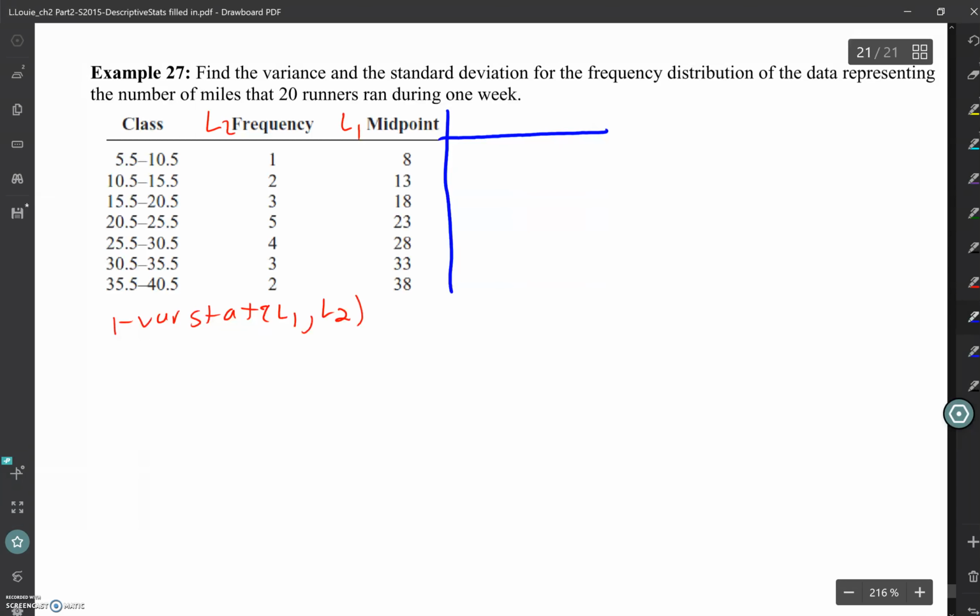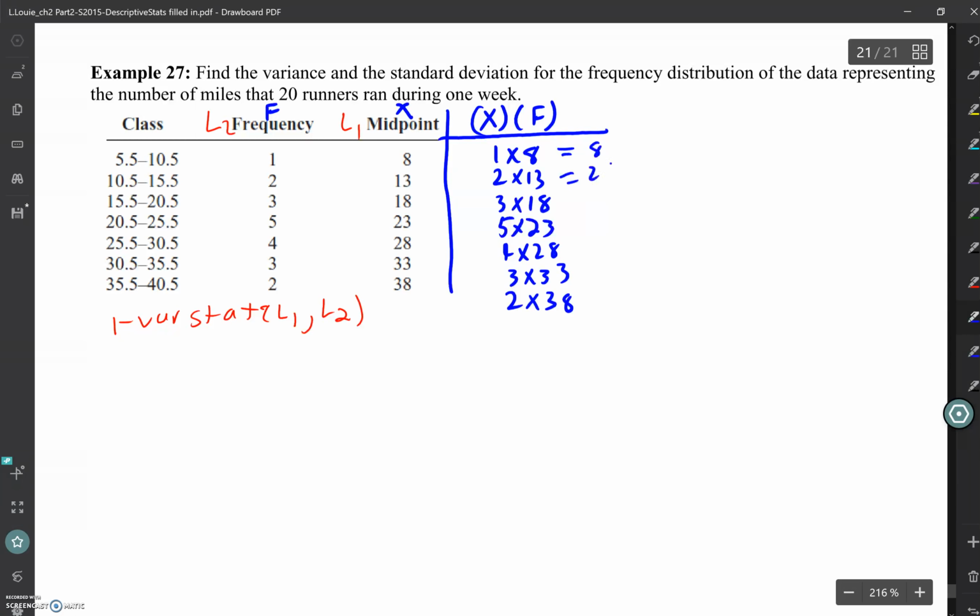So I'm going to figure out, let's just call this, for short, my F and my X. So I'm going to do X times our F. So we'll get 1 times 8 and 2 times 13, and our 3 times 18, 5 times 23, 4 times 28, 3 times 33, and 2 times 38.